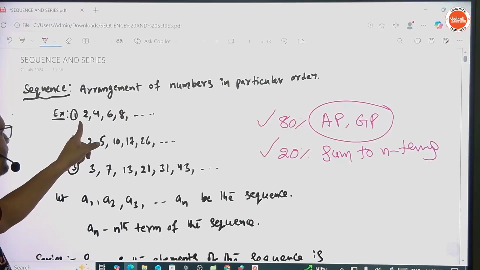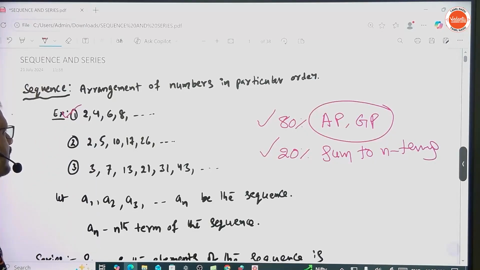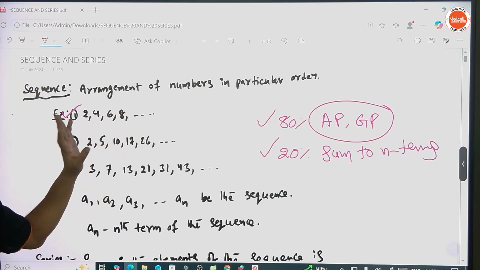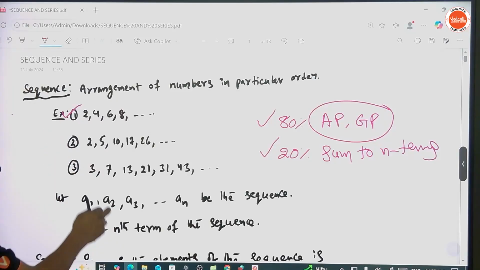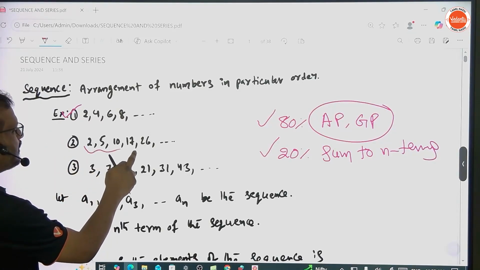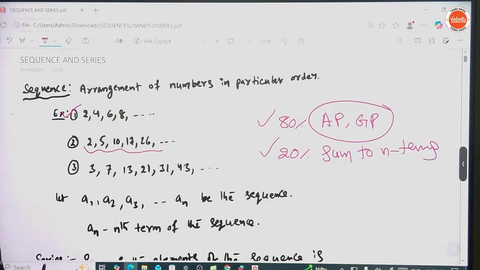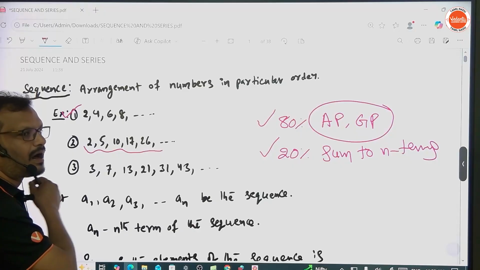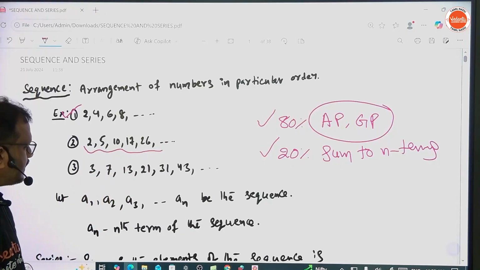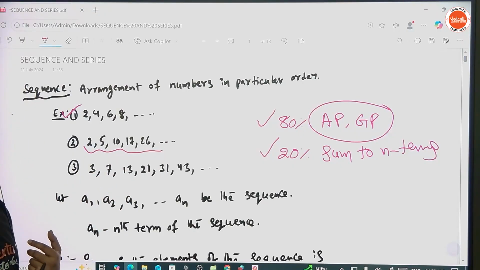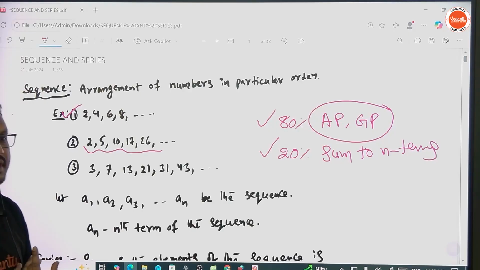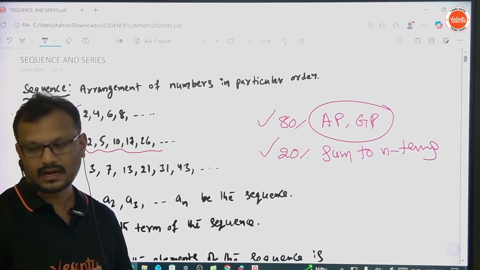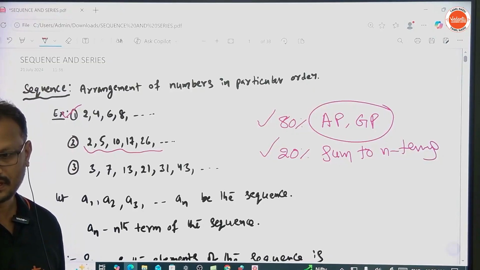So like these are the numbers. For example, if you take 2, 4, 6, 8, it is in some particular order, like multiples of 2. Even if you are writing some numbers in order, mathematically, that is a sequence. So what is special in this chapter? There are some sequences which are in a particular order, which are called progressions: arithmetic progression, geometric progression, and harmonic progression.